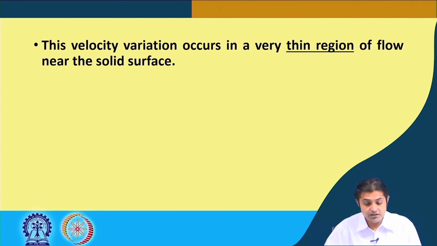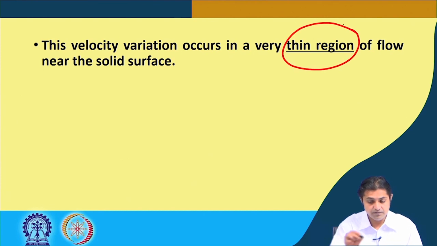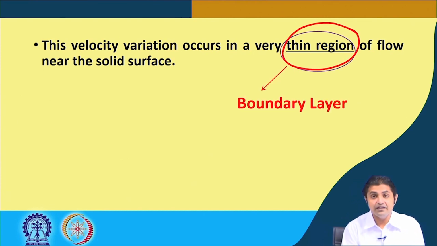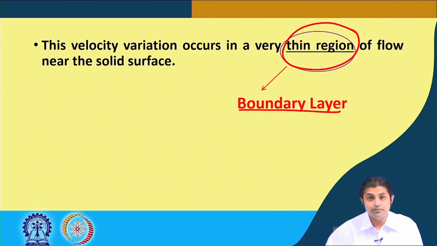This velocity variation occurs in a very thin region of flow near the solid surface. So far away from the solid boundary, the velocity is going to be the velocity with which the flow was actually coming. So this whole phenomenon occurs in a very thin region, and this layer, this thin region, is called the boundary layer.